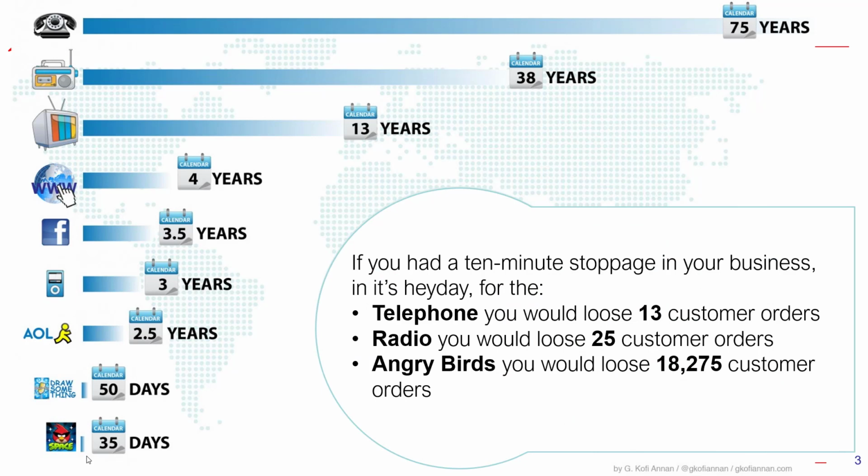But if you think of the implications of that for you as a leadership team, imagine that your systems went down for 10 minutes. If you had a 10-minute stoppage in your business, for the telephones, you'd have lost about 13 customer orders. For the radio, you'd lose about 25 customer orders. For Angry Birds, almost 20,000 customer orders. In other words, the pace of business, the information we have to give people, has to be there almost in real time, or there's significant impacts on our businesses.